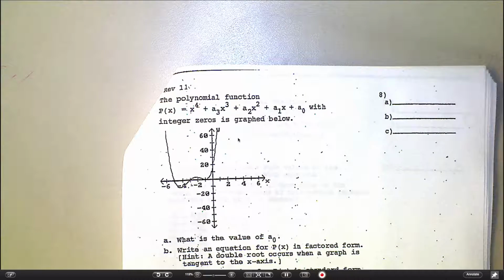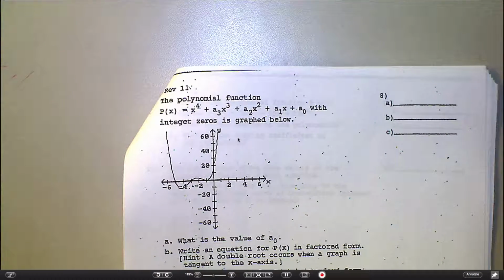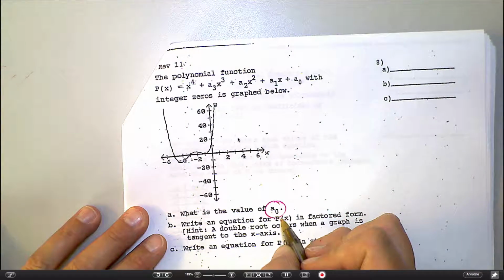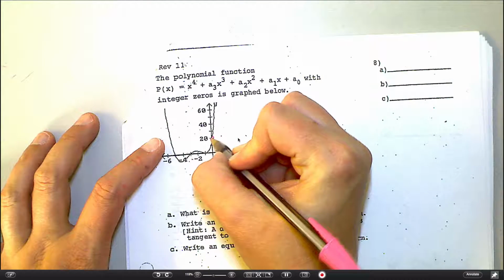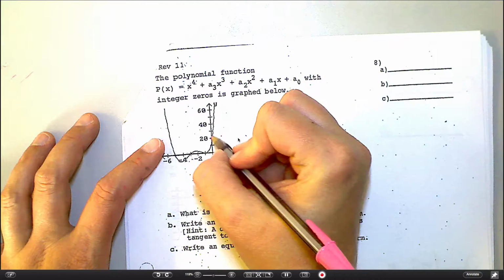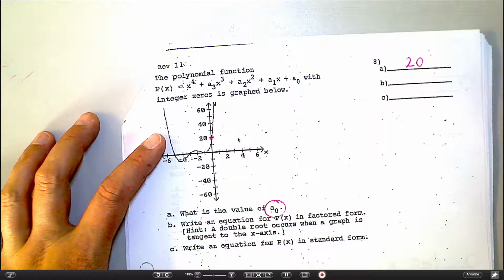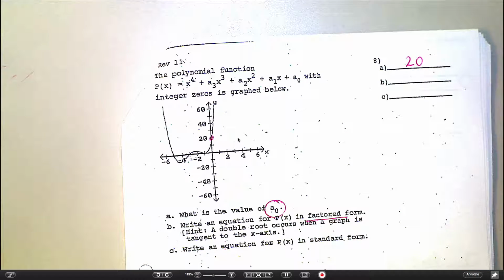There is one thing in here that you don't have to worry about for your exam, and that's that double root thing that it talks about. So first of all, the value of a sub 0, where did we say that always was located? This. That's the y-intercept, right? And kind of, I think they're trying to point you in the direction of this being 20. Okay? So the value of a sub 0 would be 20, okay? And then it wants an equation in factored form. Well, where do I get factors from?